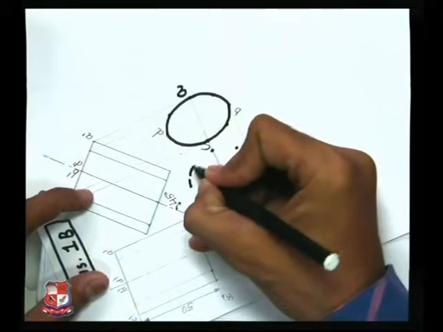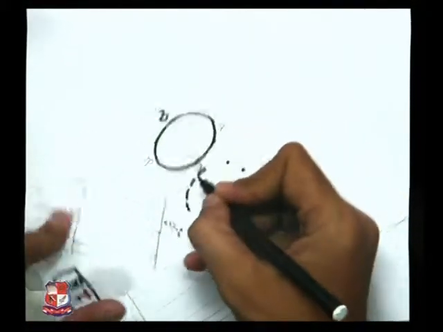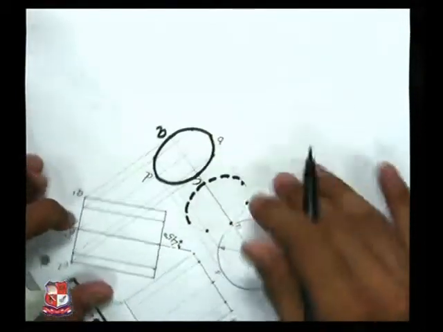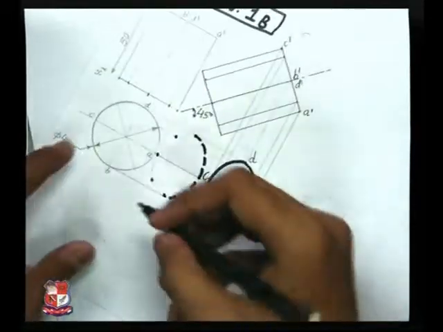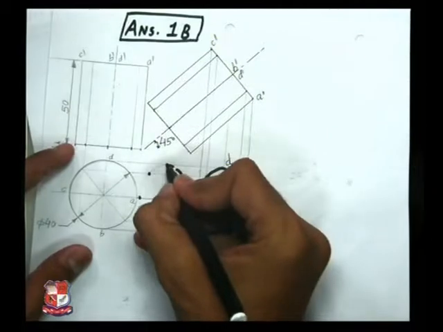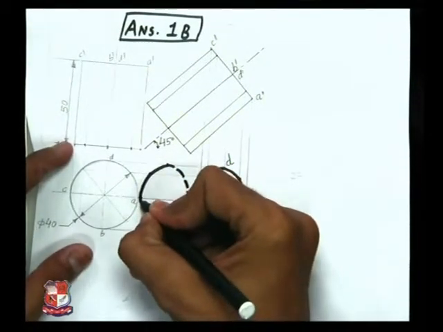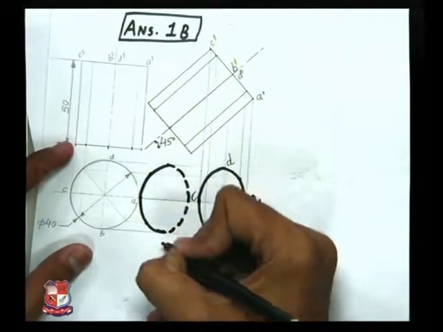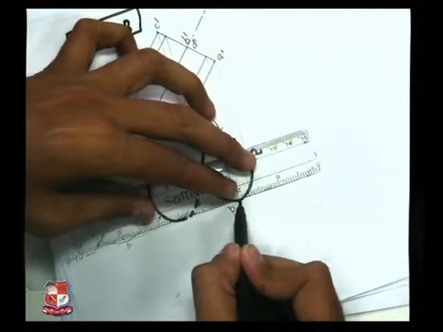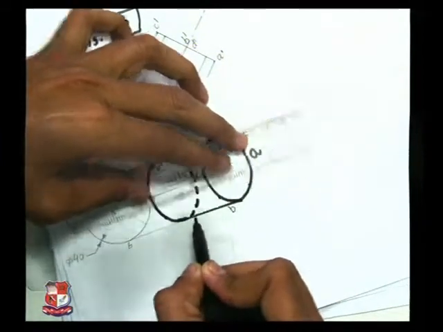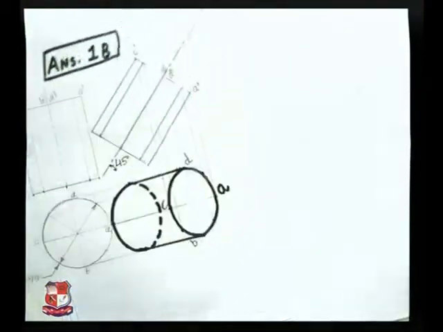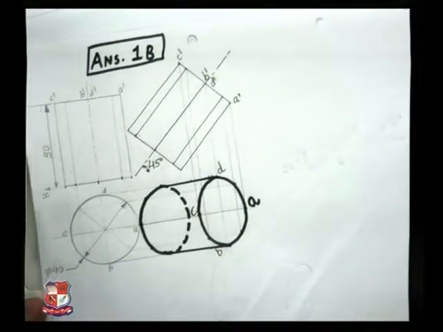This would be dotted line, this curve would be dotted curve, which would appear like this, and this curve would be fully visible. So joined with a full line like this. And then the generator of the cylinder to be drawn like this, such that the line becomes tangent to both the ellipse as shown over here. So this is the top view of given cylinder.